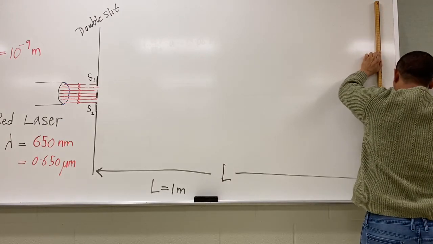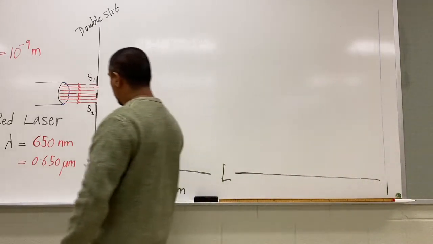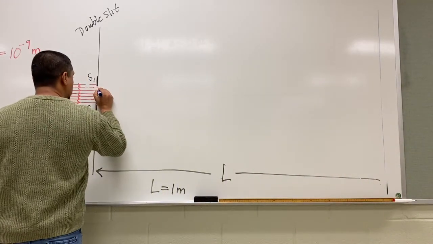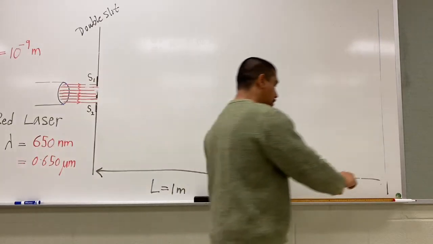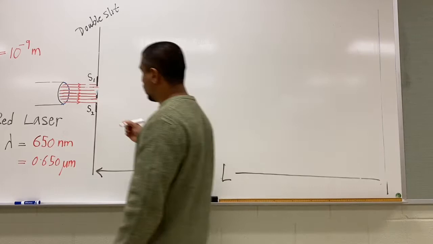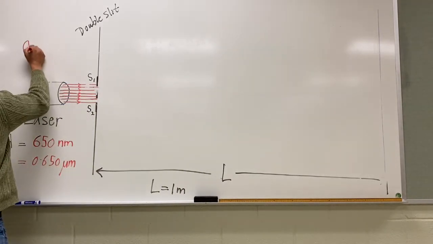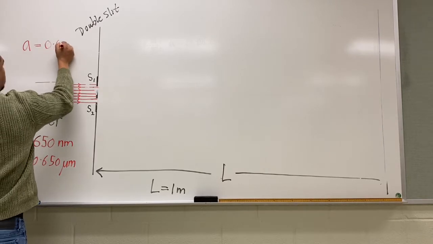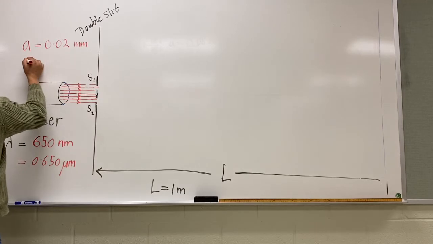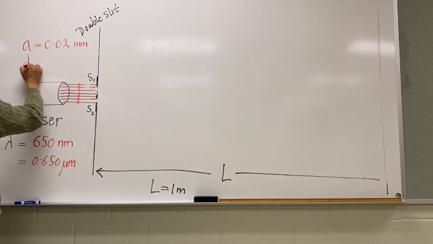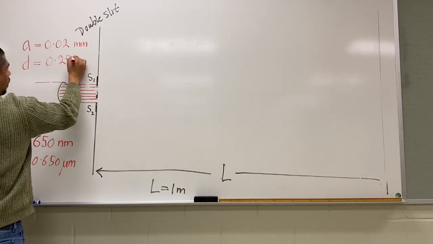Screen. Now, the practical situation. So this is the two slits. So the slit width, A, of the slit is like 0.02 millimeters, and D, the separation between the slits, which is about 0.25 millimeters.